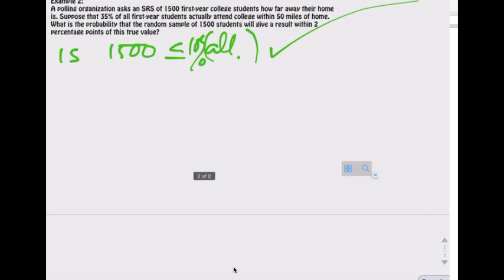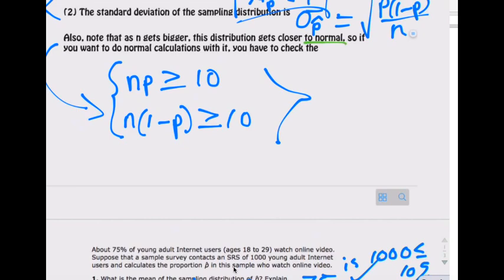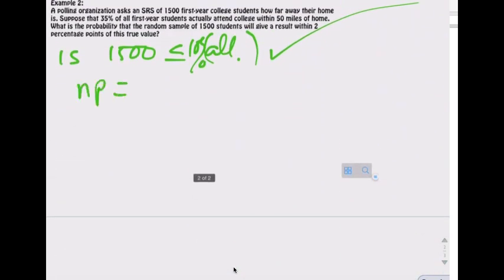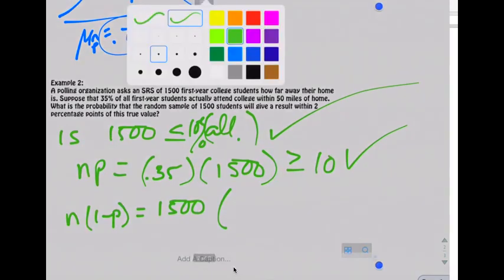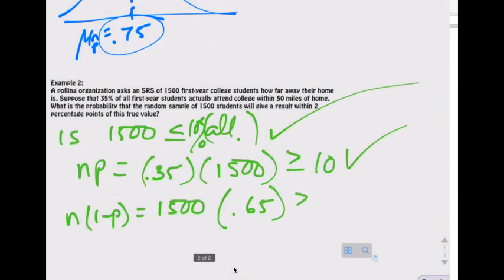And then we want to check our next condition, normality, because if we can approximate with a normal distribution, we would love to do it. So let's check np and n times 1 minus p. So n times p is 0.35, our probability of success, times 1,500. We want to know, is that greater than or equal to 10? Yes, definitely it is. n times 1 minus p, which is 1,500 times the complement, 0.65. Is that greater than or equal to 10? Yes. So all of our conditions are met, which means we can now find the mean and standard deviation of the sampling distribution, and use the normal distribution to approximate it. Conditions are met. Yay, we're happy.